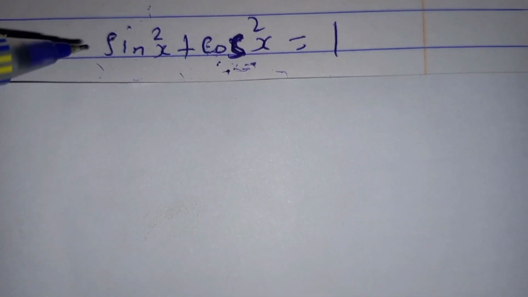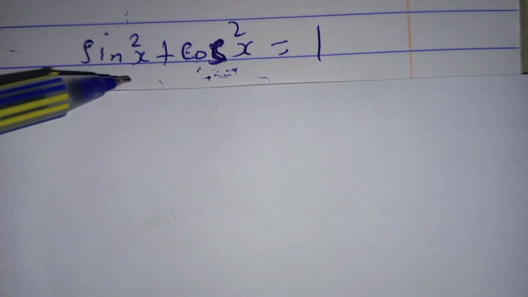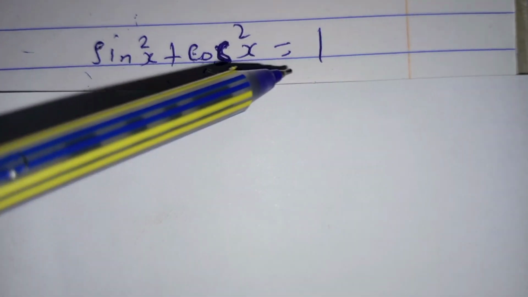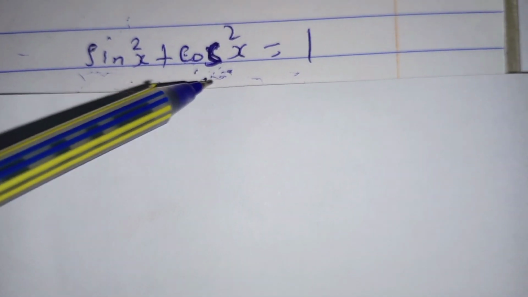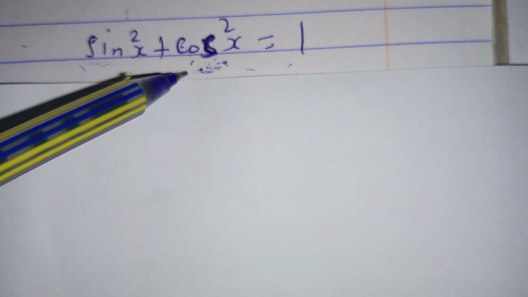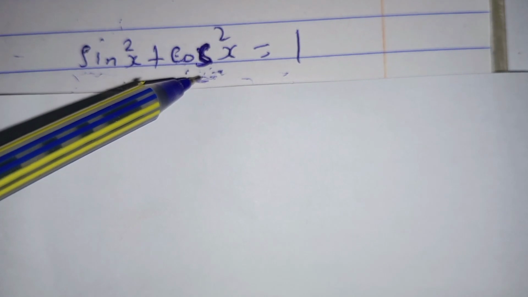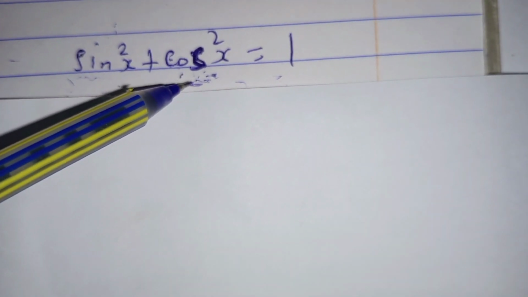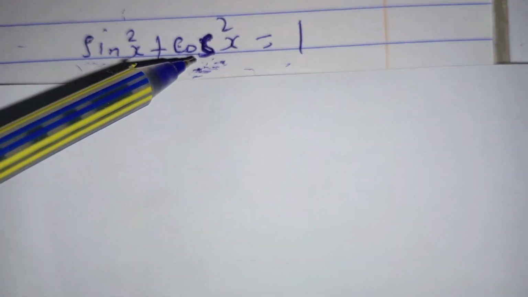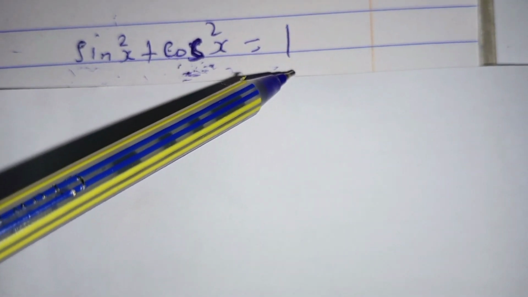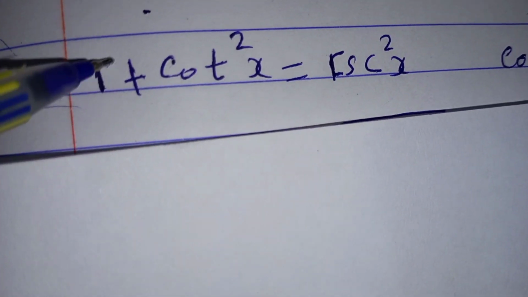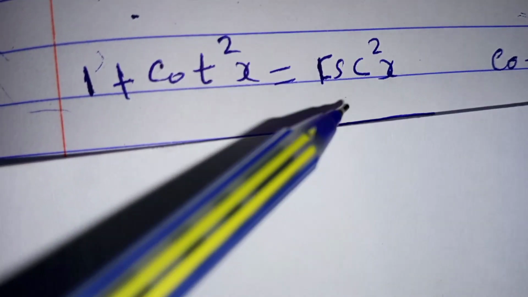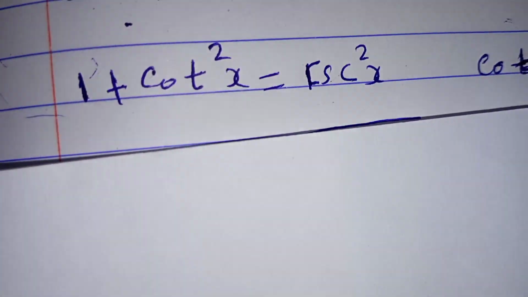You can divide here by sin squared x, and here by sin squared x, and here by sin squared x. Here we will have 1, and here cos squared x divided by sin squared x is going to give us cot squared x, and here will give us 1 over sin squared x, which is the same as cosec squared x. Yeah, this is the result: 1 plus cot squared x equals cosec squared x.